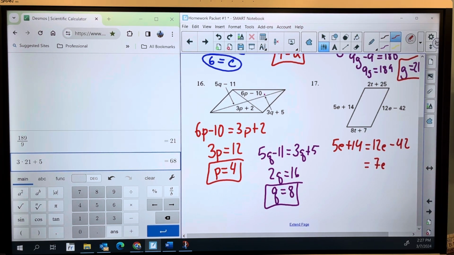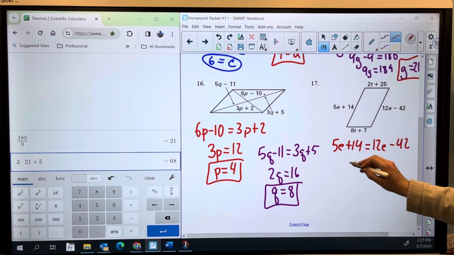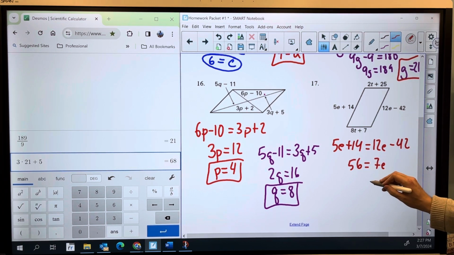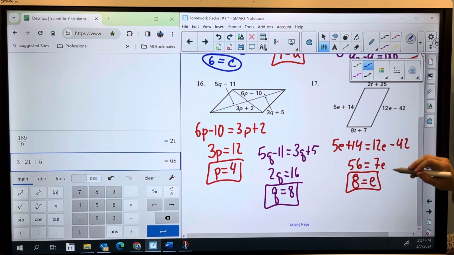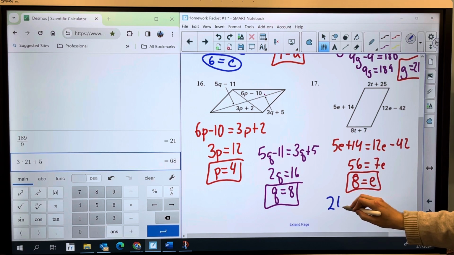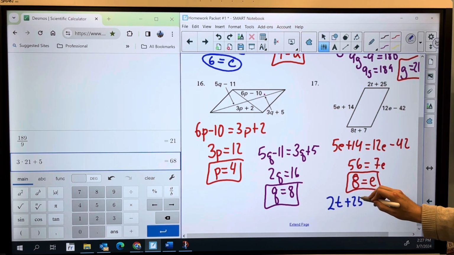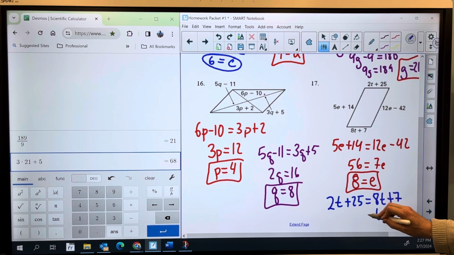7e equals 52, 56 right there. And so e equals 8. And the last one, 2t plus 25 equals 8t plus 7. 6t equals 18. T equals 3. Not a good algebra there.